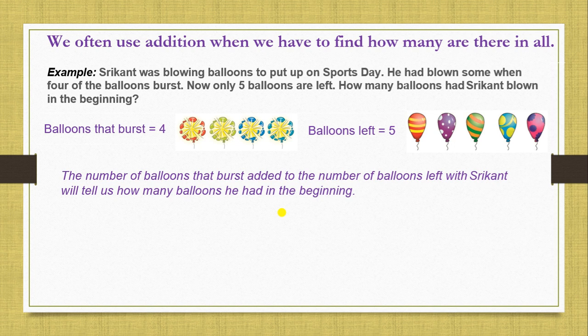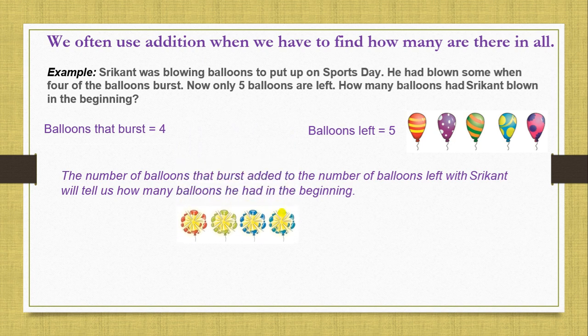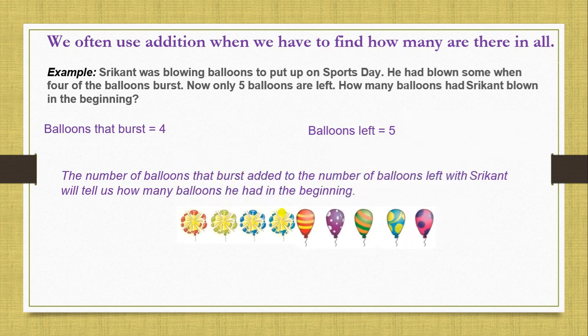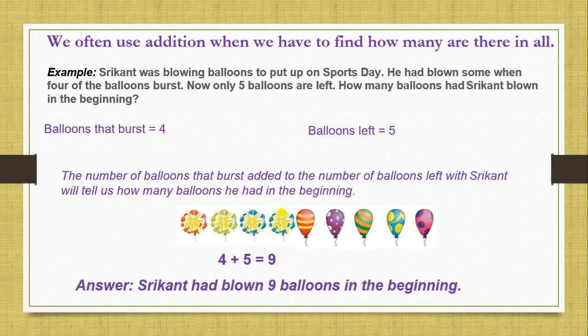So let's add the balloons that burst and the balloons left. So balloons that burst are 4, and balloons left are 5. So in total it is 4 plus 5 equals 9. So the answer is Shrikant had blown 9 balloons in the beginning. Let's go ahead.